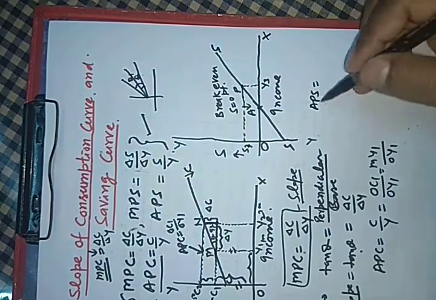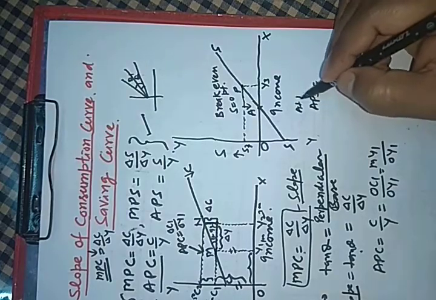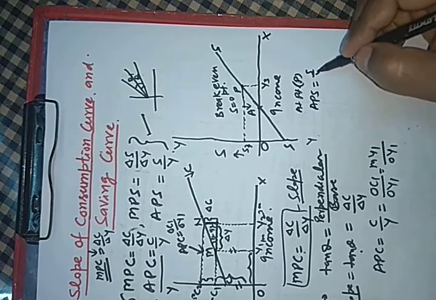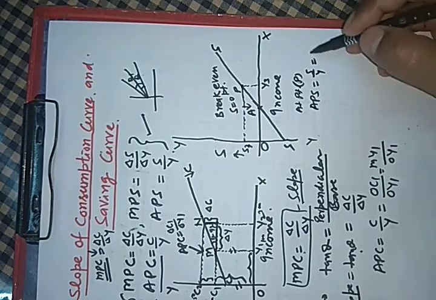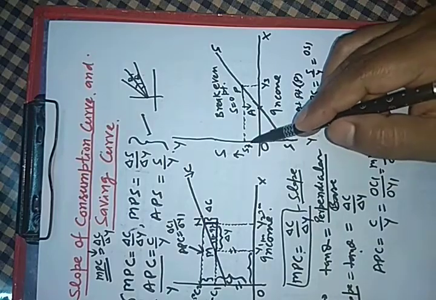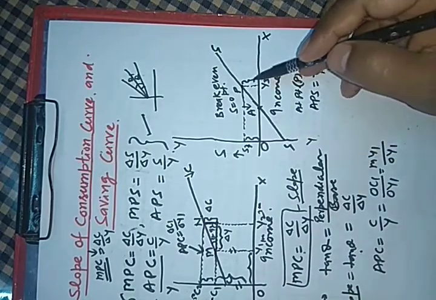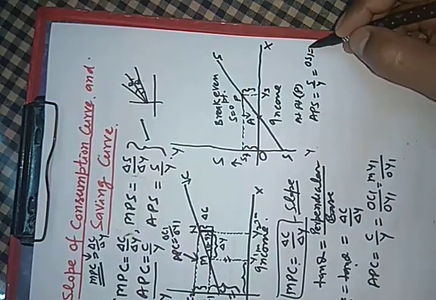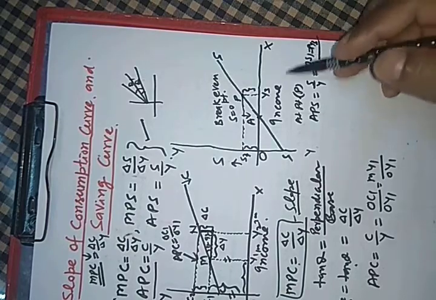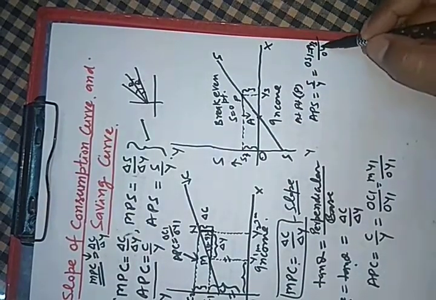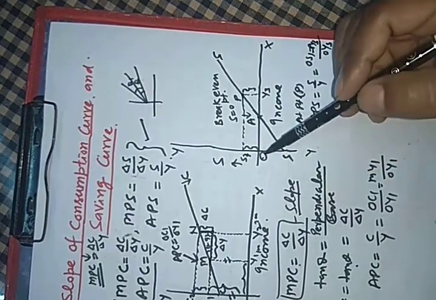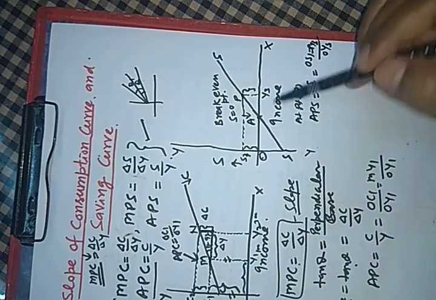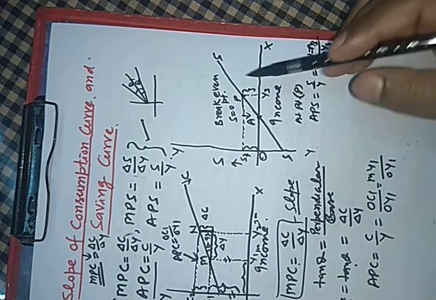Okay, APS at point P. At point P, the value of APS is simply S upon Y. What is S? That is OS1, the saving, or simply PY3. And the level of income is OY3. So the simple ratio between the distance PY3 and the level of income OY3 shows the value of APS at this point P, right?